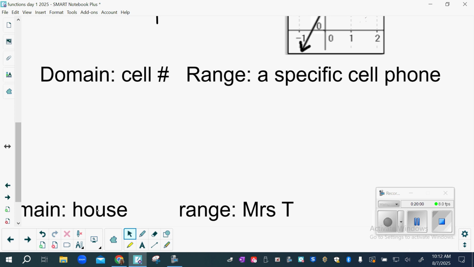Someone's stolen her phone, but her phone better ring when you dial that number. Only one phone. If someone calls you and 3 people answer, that would be bad. Each cell phone number goes to a specific cell phone. But now we're going to get to really weird. You ready? Here we go.